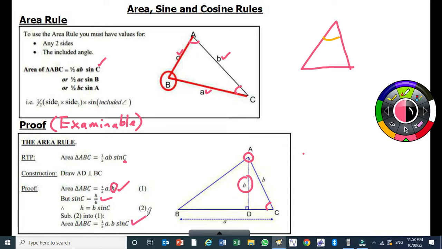You then substitute that B sine C where there is H, and you come up with the formula half AB sine C. Now, you have to be very, very careful if you are doing the proof. You must always look at the given angle. The given angle will give you a clue as to which side is going to be the base. Okay, so this is the scenario. Make sure you are familiar with this proof.